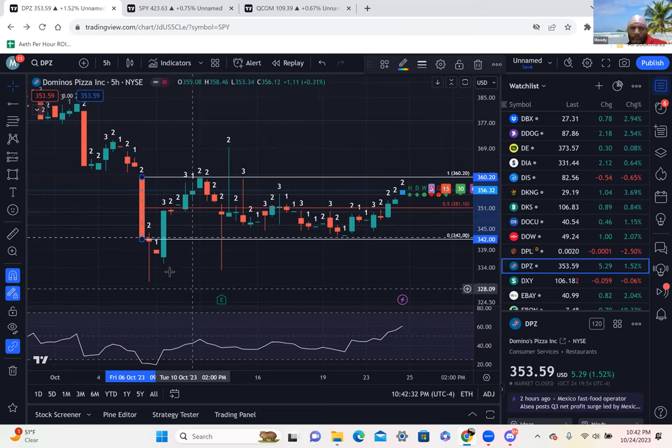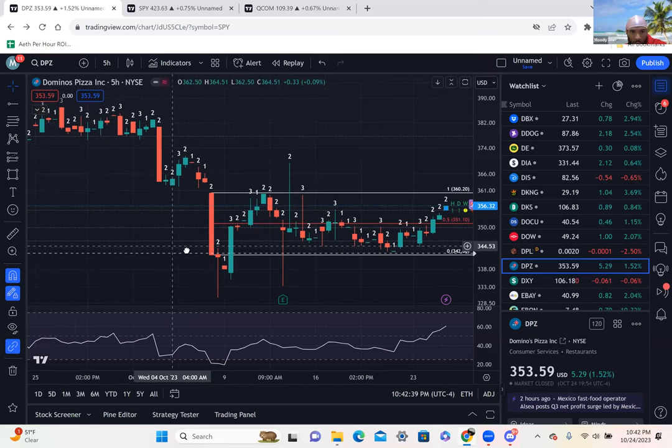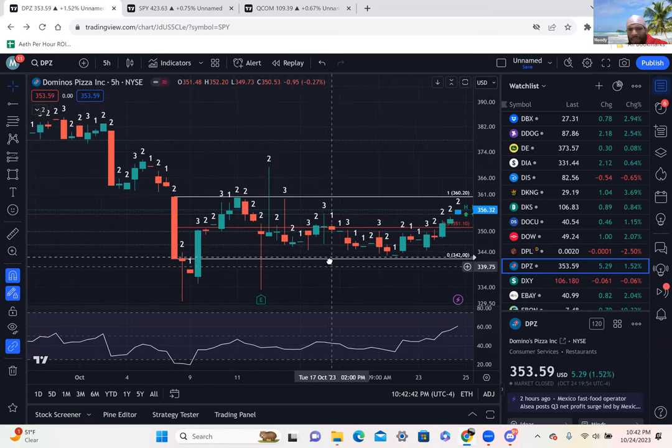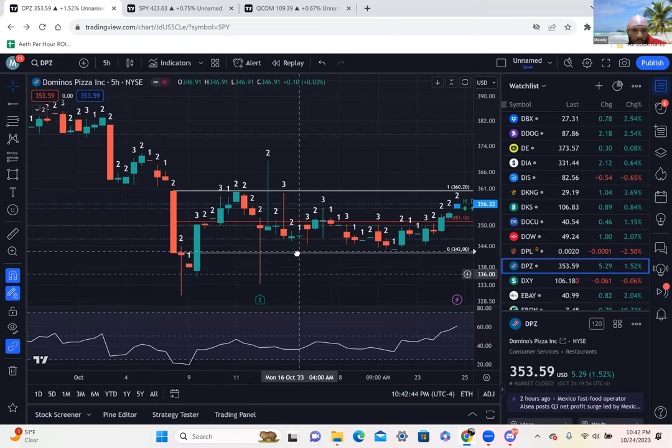And one thing I do want to add, this is a real double bottom right here. That's a real double bottom. That's what they truly look like. But sometimes they look a little different.